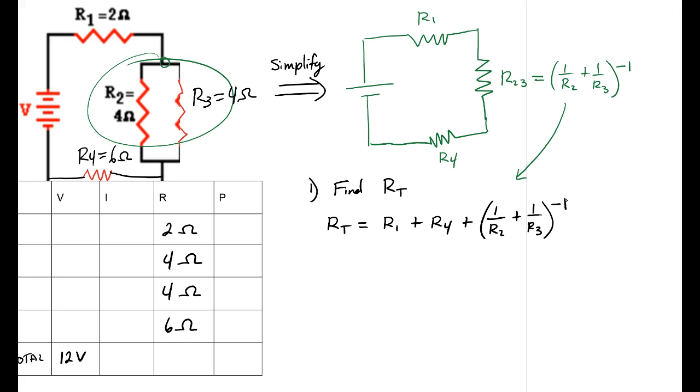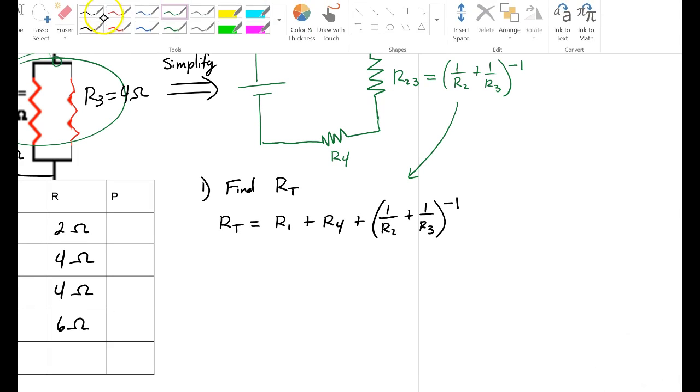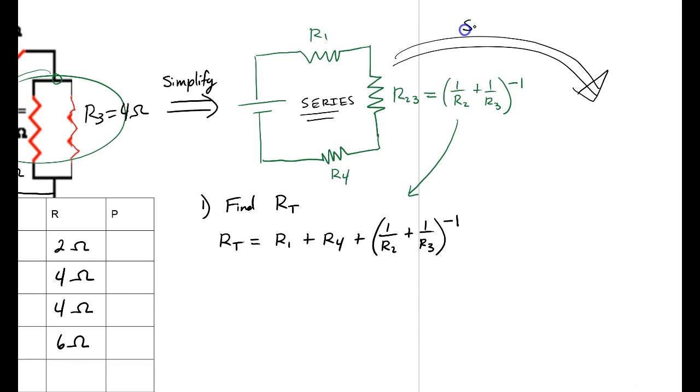Okay, but notice that once you've combined R2 and R3, what do you have? You simply have a what? What kind of circuit is this? You've taken a combination circuit and simplified it to a series, right? This is a series circuit. Okay. We're going to simplify one more step.